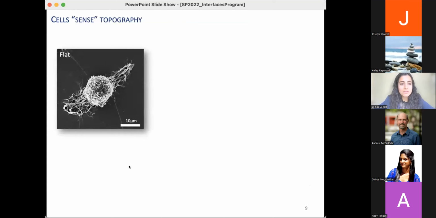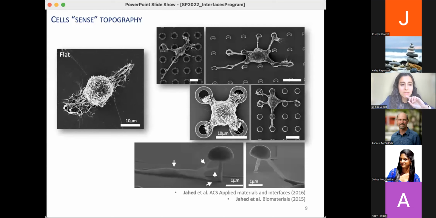Us and others have shown that the cells can actually sense these nanopillars. If you see a cell on a flat surface, it has random protrusions outside the cell sensing the surface. When you put them on these nanopillars, their filopodia, or these finger-like protrusions, are able to extend to each nanopillar and sense it. These are all scanning electron microscope images of cells fixed on top of our nanopillar surfaces, and you can see how the cells are able to interact with them and sense them.